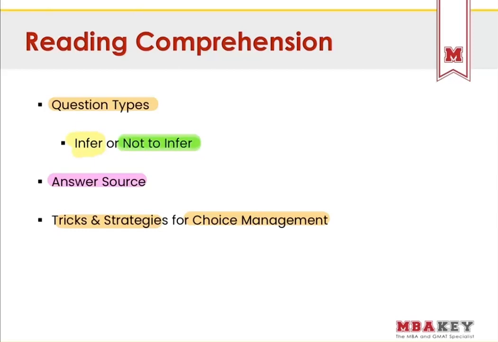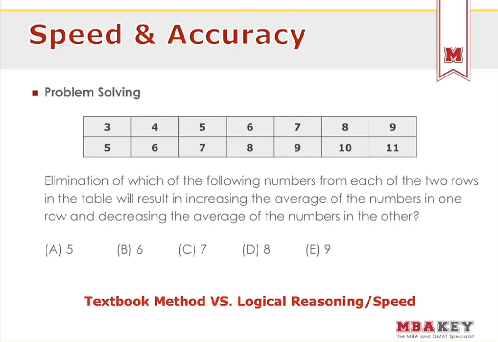Let's take a look at some math. So here, this is a problem-solving question type. Take a pause. Let's see which answer choice you like, and then press play again to see our solution. The question asks you, eliminating which of the following numbers from each of the 2 rows on top will result in increasing the average numbers of one row versus decreasing the average of the other row.